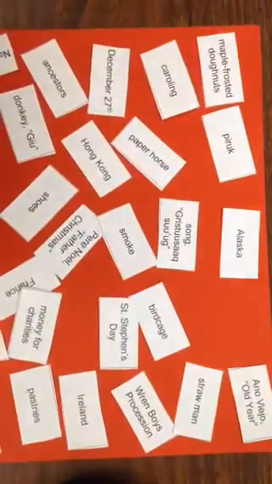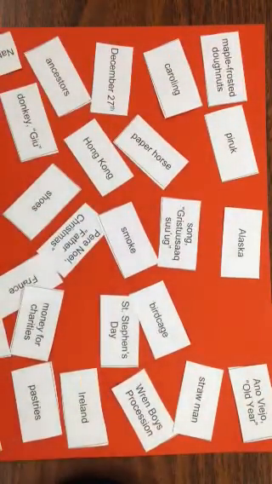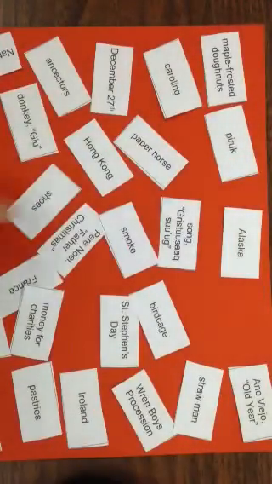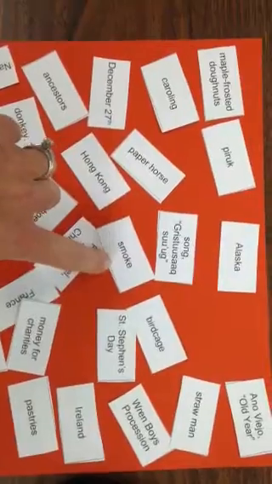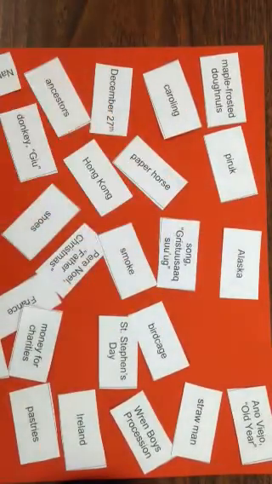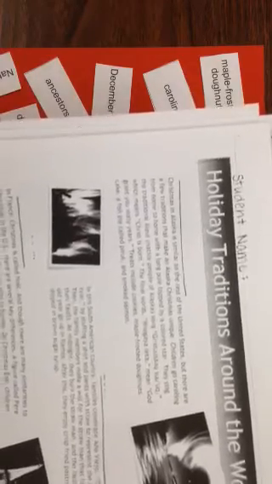So now you have all of these details cut out, and then each student has a copy of the Holiday Traditions Around the World article. Now you'll want to pass these out and give each child in your class a different detail, so they're spread out around the room. So you'll start with your class and read the first paragraph. As you're reading, whenever the kids hear their detail read aloud, they're going to stand up.